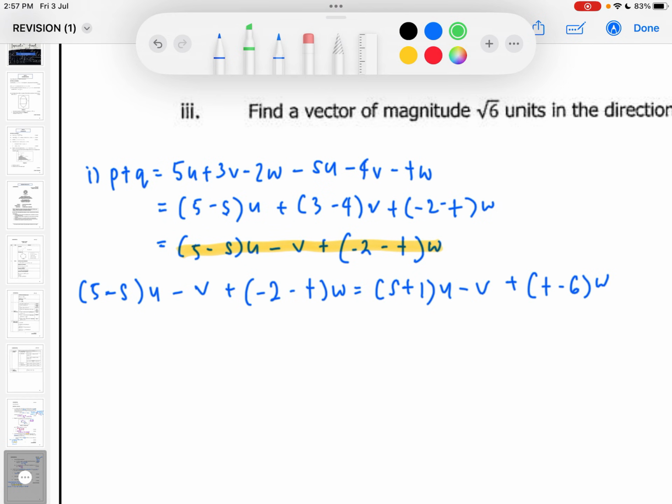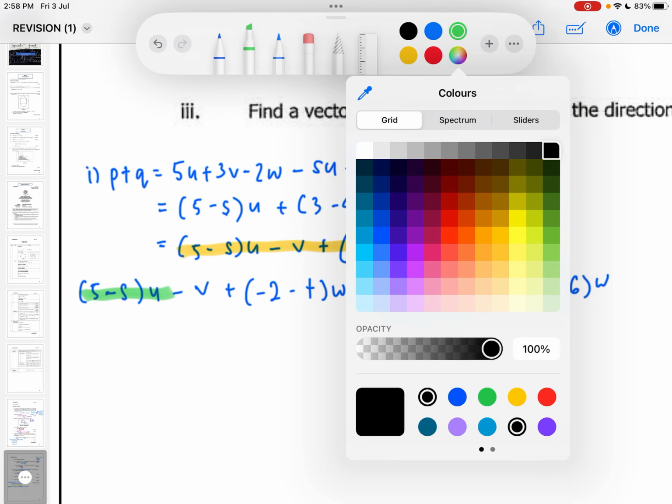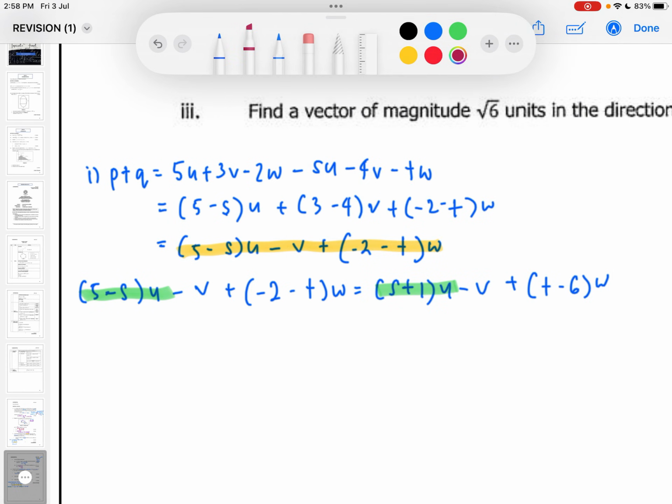Okay, so this is for U. Okay, V is definitely negative 1. Okay, so this is for W. Therefore, for U, we have, no, I'll do this. U is 5 minus S equals to S plus 1. So, yada yada, that's going to be 4, 2S, S equals to 2.